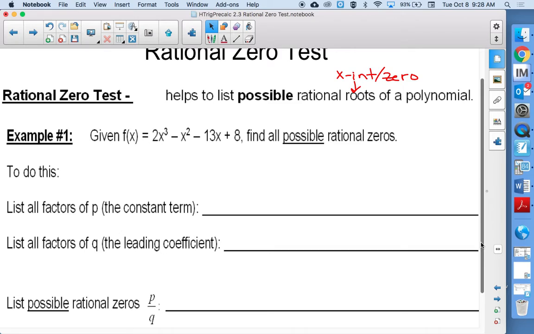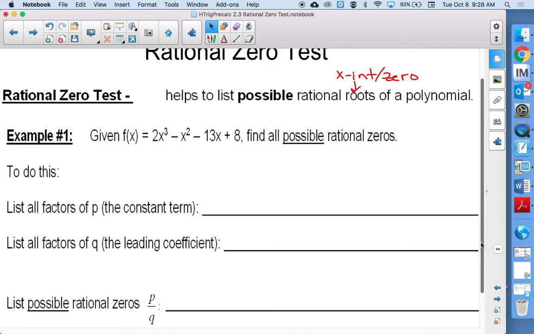So in the first example, it wants us to list the possible zeros. So these are possible solutions to the problem. Because right now, if I look at it, there's infinite. I have no clue what the zeros are by looking at the 2x cubed minus x minus 13x plus 8. But we can get a limited amount by using this special test.